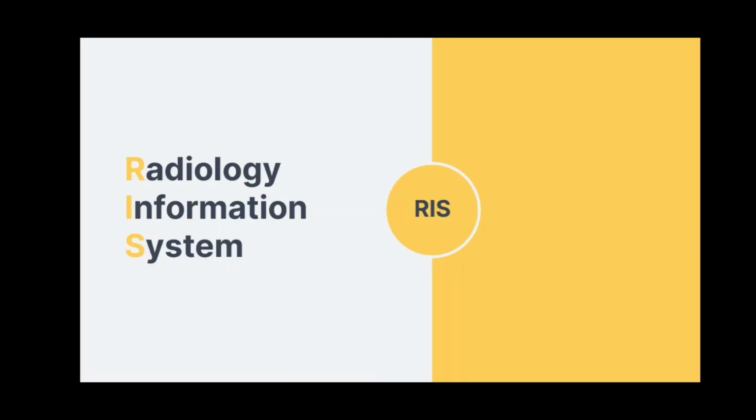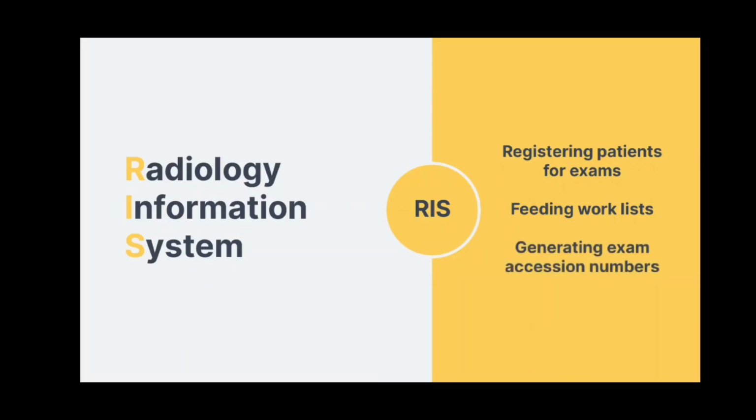The Radiology Information System, or RIS, is what the staff in the radiology department use for daily workflow activities, such as registering patients for exams or feeding our work lists. Most importantly, the RIS is responsible for generating exam accession numbers, which are what we use along with the patient's medical record number to look up associated images within the MIMS.